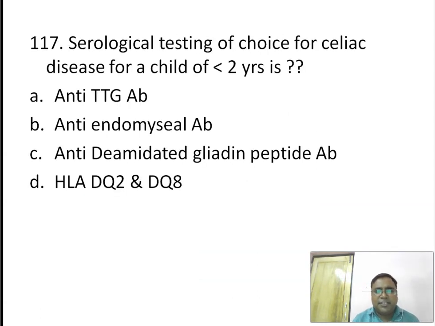Next, serological testing of choice for celiac disease for a child of less than 2 years. Which investigation among these four is the serological investigation of choice? Is it anti-TTG antibody, anti-endomysial antibody, anti-deamidated gliadin peptide antibody, or HLA-DQ2, DQ8? The one thing to remember: less than 2 years, if you are suspecting celiac disease, the serological test of choice is anti-DGP antibody, that is anti-deamidated gliadin peptide antibody.